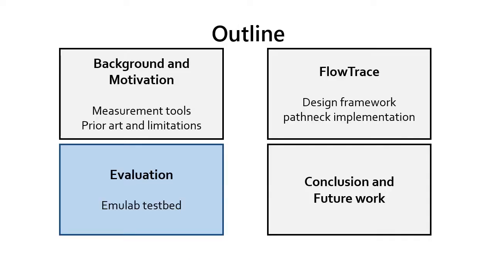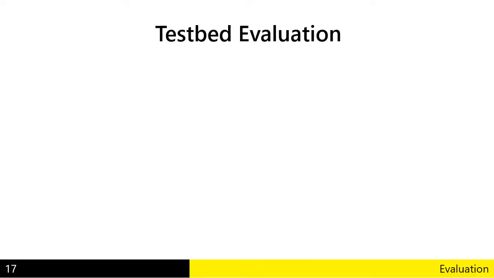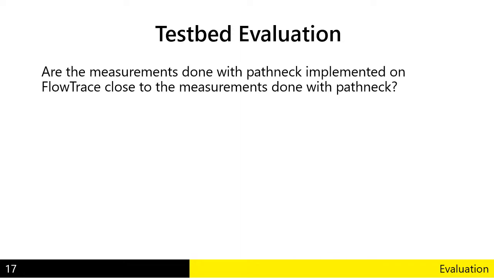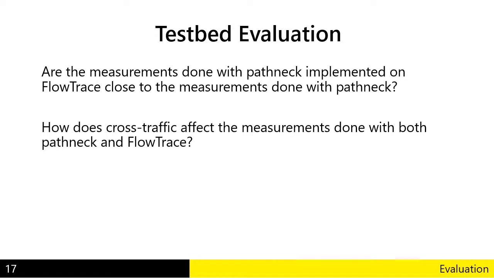So now let me move into the evaluation section a little bit. Our evaluation tries to answer the following questions. The first question we ask is, do the measurements done with pathneck implemented on FlowTrace closely follow the measurements done by the original pathneck without any FlowTrace? The second question is, if we have cross traffic along the network, how does it affect the measurements done with both pathneck and FlowTrace?